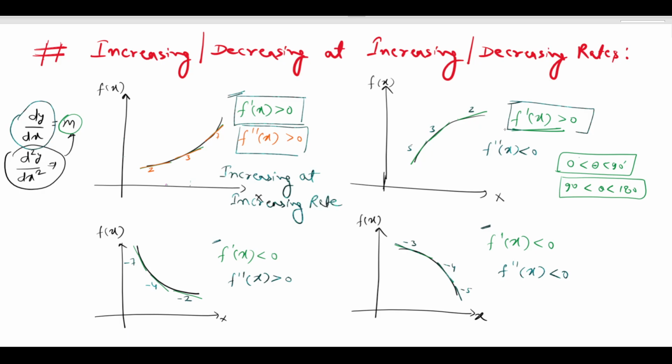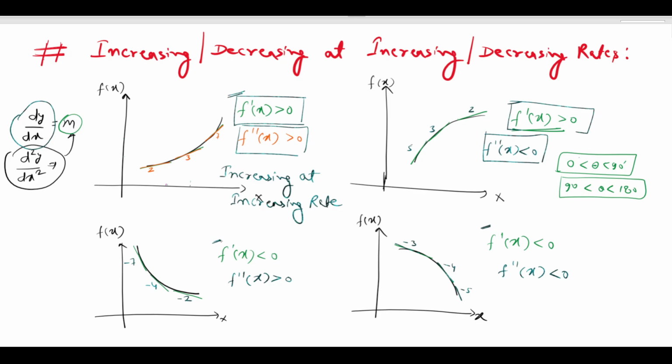In the second one, we can again see that the function is increasing, but the second derivative is negative, so the rate of increase in the first derivative is decreasing. That's why we will say that the function is increasing at a decreasing rate.